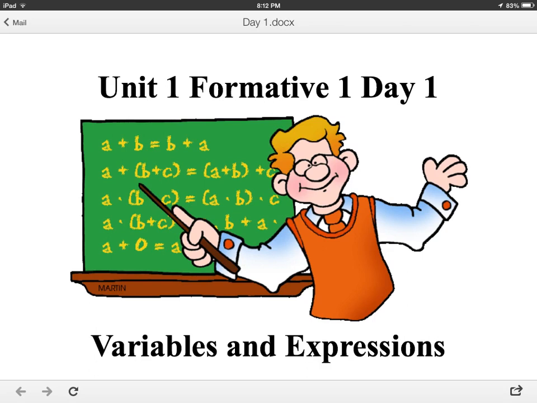You'll see this is Unit 1, Formative 1, Day 1. Okay, we're going to talk about variables and expressions.